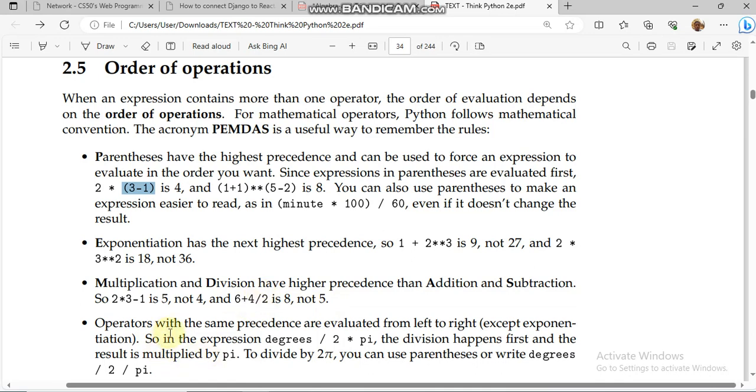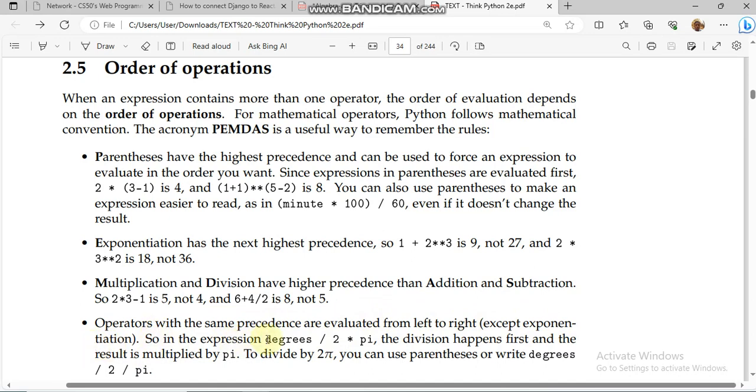Operators with the same precedence are evaluated from left to right. That means if I have addition, let's say 2 plus 2 plus 2, it will return my 6 because the operations there have the same precedence. So they are always evaluated from left to right, except exponentiation.